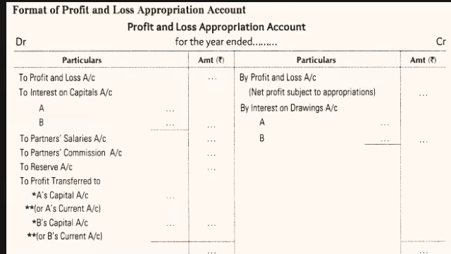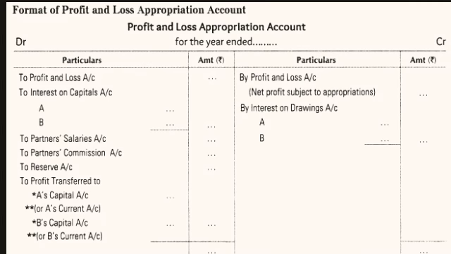Now there can be one more adjustment, that is transfer to general reserve. This can be done for savings purposes, which will give future benefit, and reserve is a liability. At a time when liability increases, there must be a decrease in the profit, so the journal entry will be profit and loss appropriation account debit to general reserve.